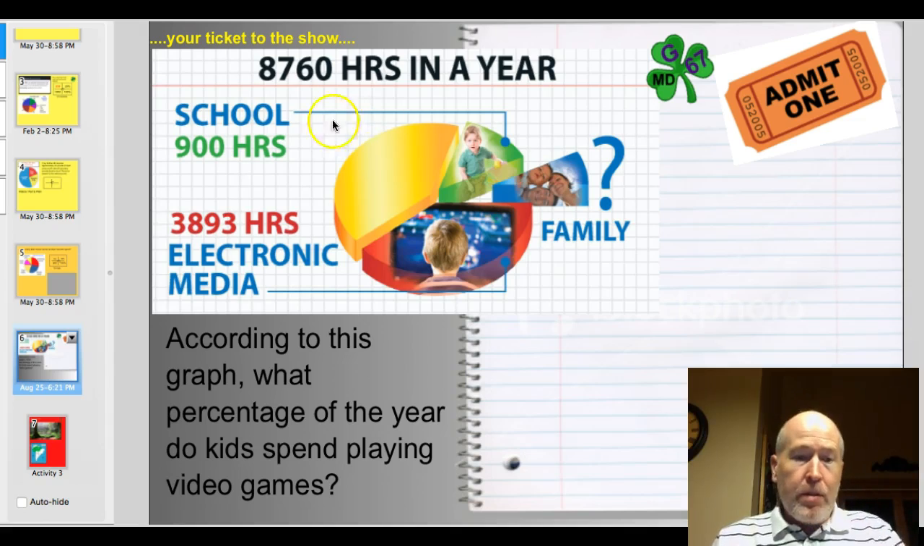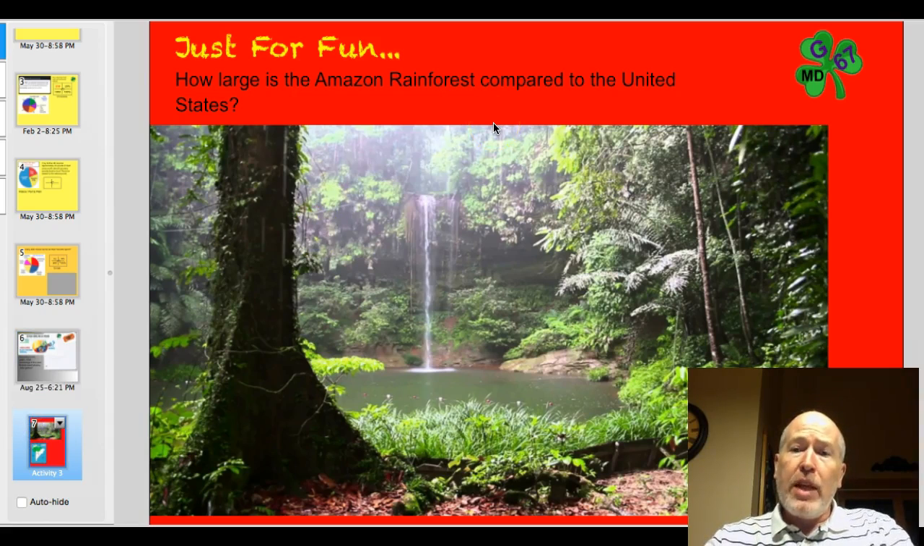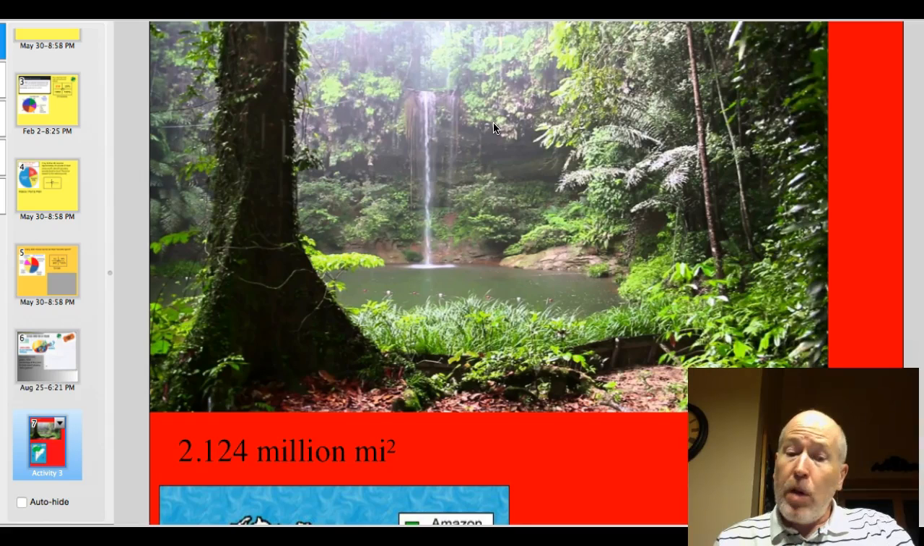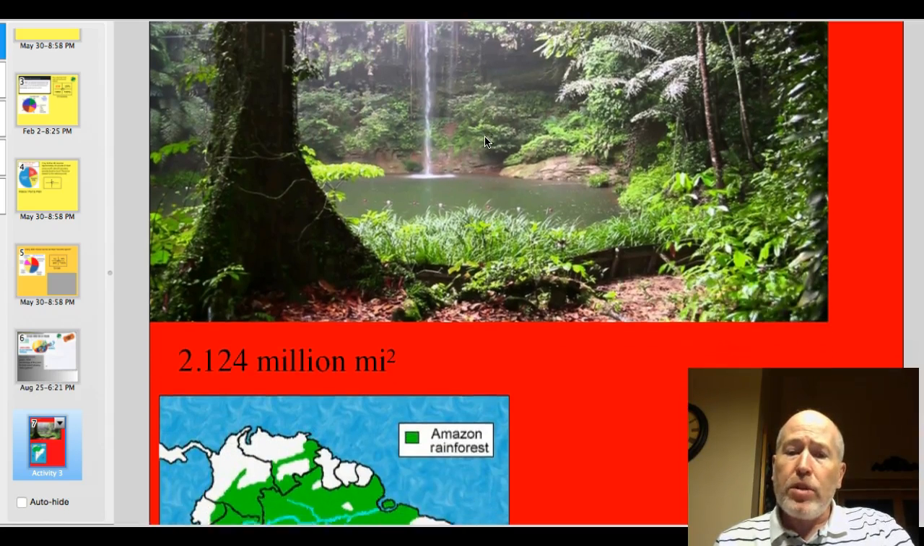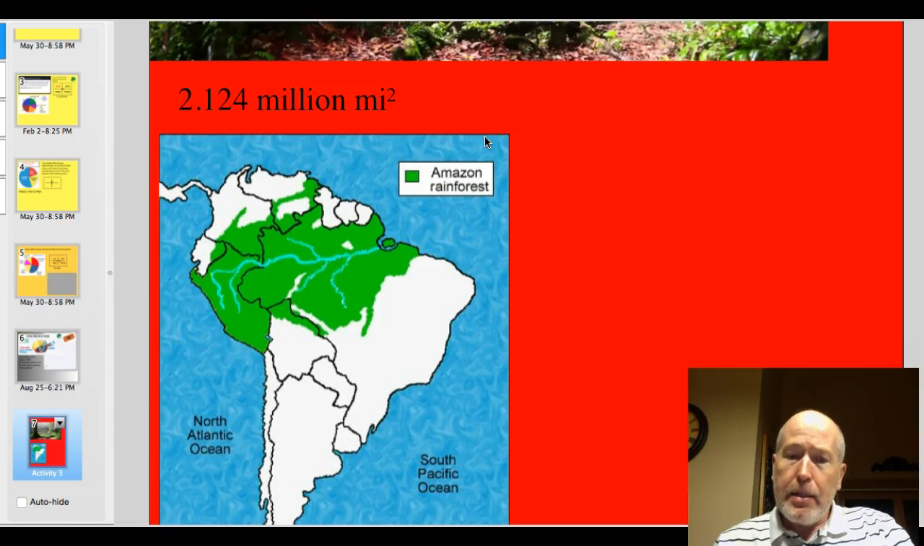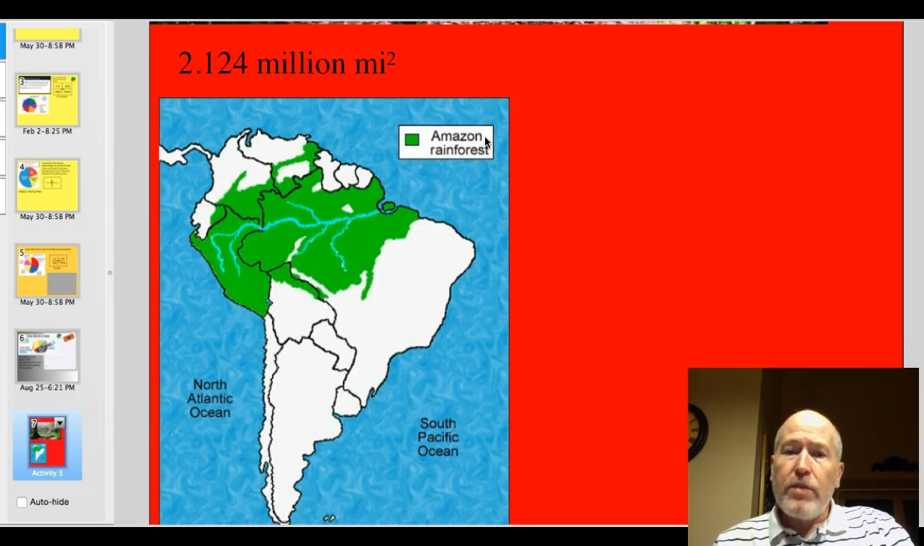All right, tonight's trivia question. How large is the Amazon rainforest compared to the United States? Well, it's 2.124 million square miles. It is approximately the size of the continental United States. In other words, without Alaska and Hawaii thrown in, that's approximately how big the rainforest is. Pretty amazing. Would love to see it someday.